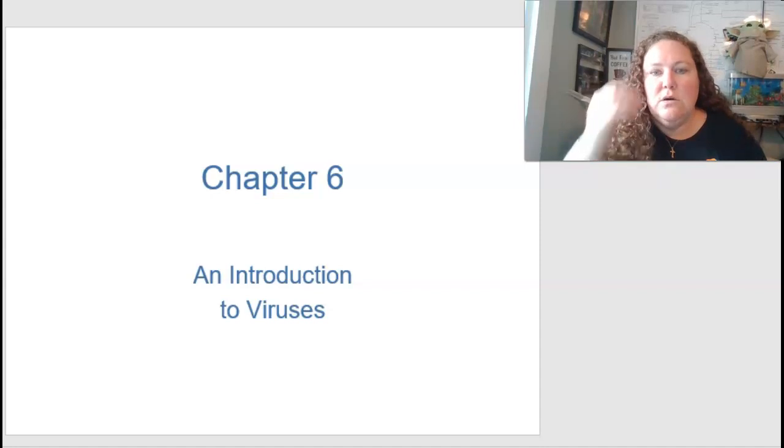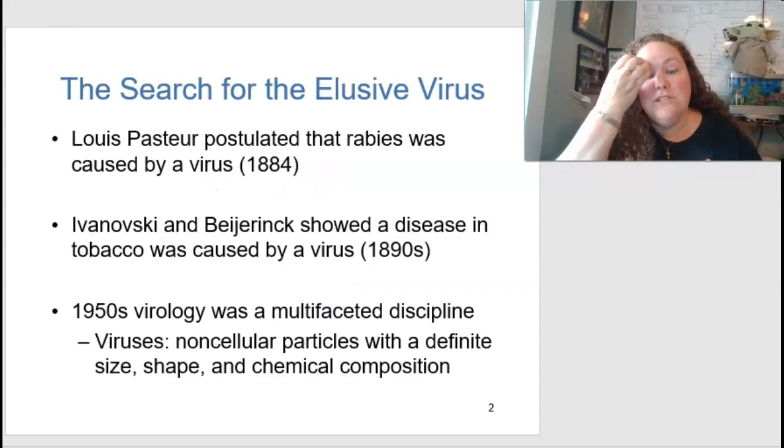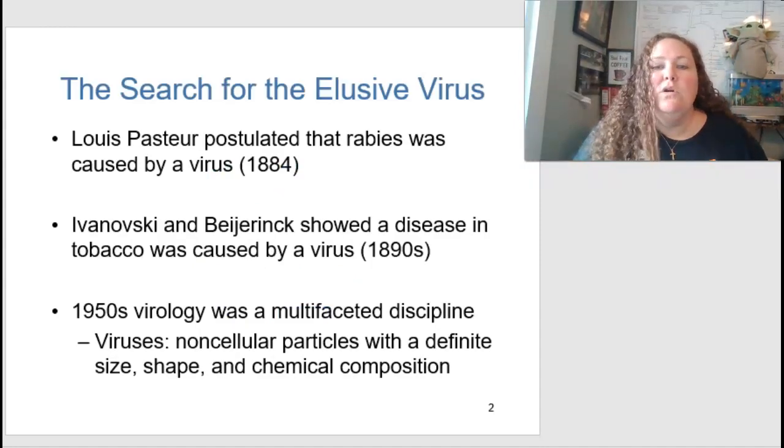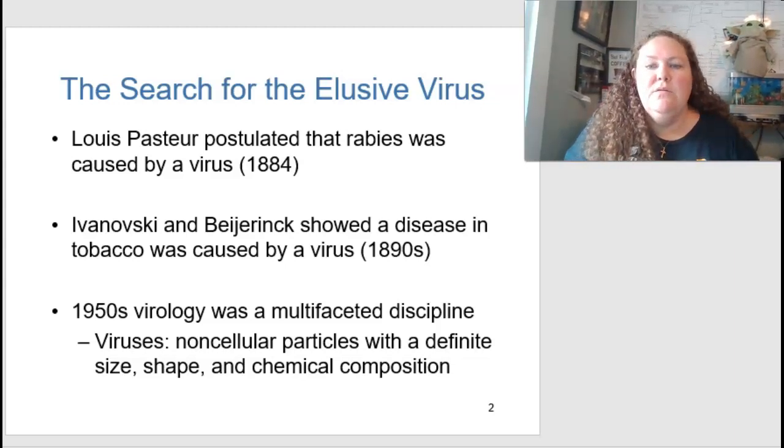Okay. So, the search for the elusive virus. Louis Pasteur postulated, which is just a fancy word for thought, right? He thought that rabies was caused by a virus, and this was way back in 1884. And then Ivanovsky and Beijerinck showed a disease in tobacco was caused by a virus, and this again was in the 1890s, so 130 years ago, right? And in 1950, virology was a multifaceted discipline, and virology is the study of viruses.